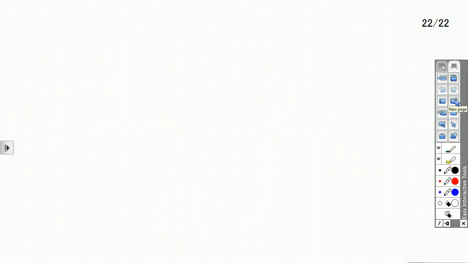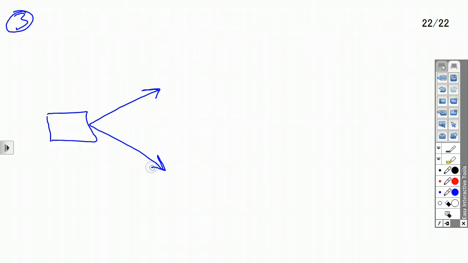Alright, moving on. Number 3 on the study guide. I have a sled. My sled is pulled by 2 children. Children pull with 2 forces. I have a force this way and a force that way. Alright, so 2 forces. I'll call this force A, and that's 6 newtons.